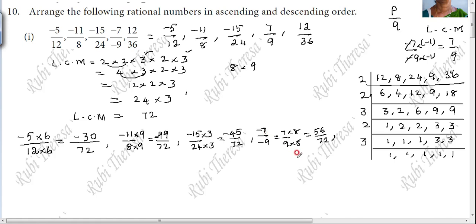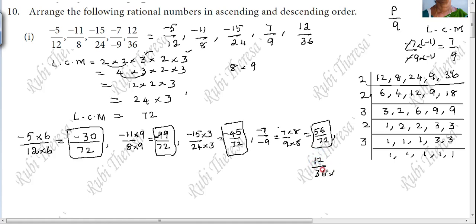12 by 36. Let me write. Next one is what? 12 by 36. So 36 should be multiplied by 2. 36 into 2. If you don't know, just you can go here. Otherwise, you can write it here itself. 36 into 2 is 72. So 12 into 2 is 24. So 24 by 72.